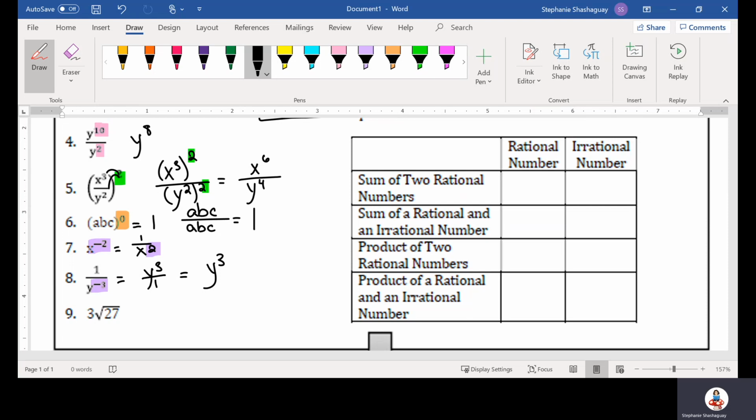And then we have 3 multiplied by the square root of 27. Well, this is a radical that we need to simplify.